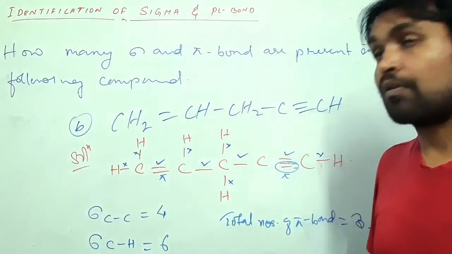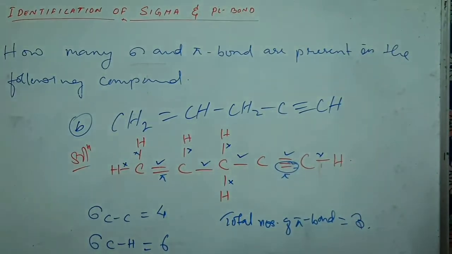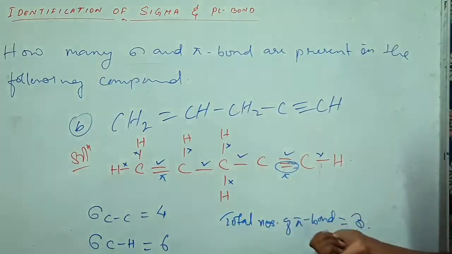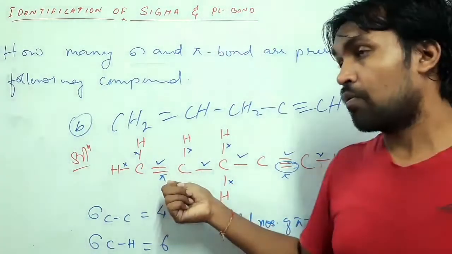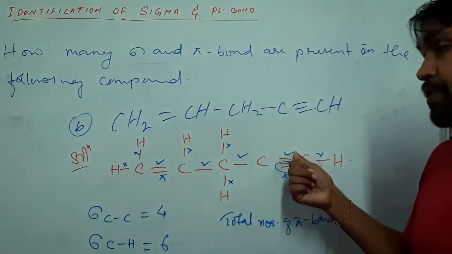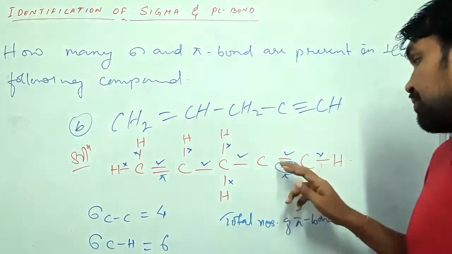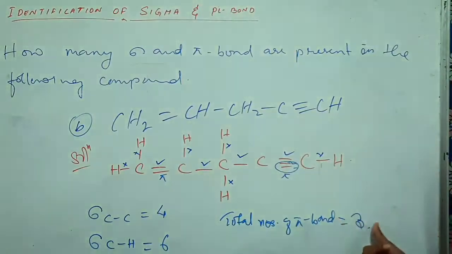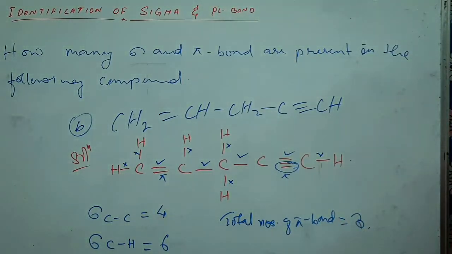So 6 plus 4, it will be how much? Total number of sigma bonds will be 10. Now total number of pi bonds: here a double bond is there, so one bond will be sigma, one will be pi. Here a triple bond is there, so the first one is sigma and the remaining 2 are pi. So 2 here and 1 here, it will be 3. So dear students, hope you are understanding it.